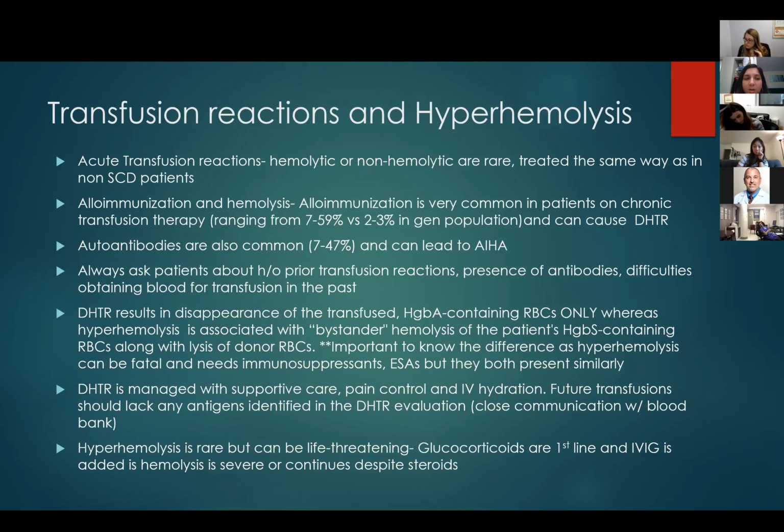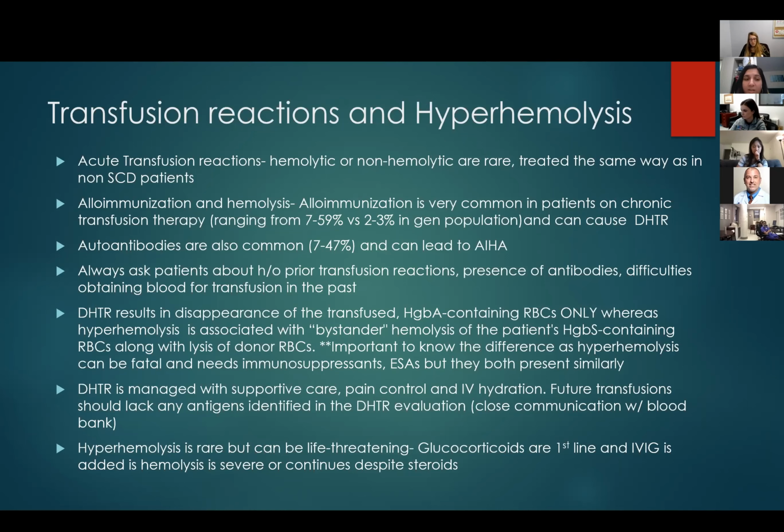Like in someone with a delayed hemolytic transfusion reaction, you will see that all of the hemoglobin A has gone away and they're back to just having a lot of hemoglobin S. Whereas in hyperhemolysis, both the A component and the S component would have gone down. And hyperhemolysis can be fatal, and it's treated with immunosuppressants. You usually give them high-dose steroids, IVIG, and they cannot keep up their reticulocyte count to counteract the degree of hemolysis. So we also use erythropoietin stimulating agents in this case.